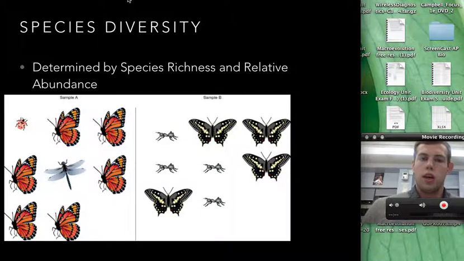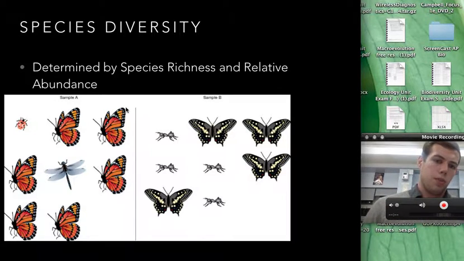Now when you're looking at a community, when you're looking at an ecosystem, you need to determine how diverse your community is. The way you do that is in two factors. The first is going to be species richness. Now, species richness is the number of species you have within your community.